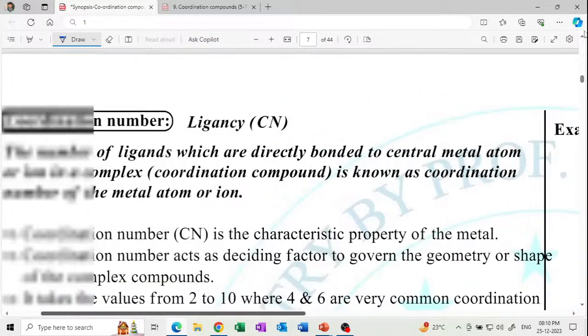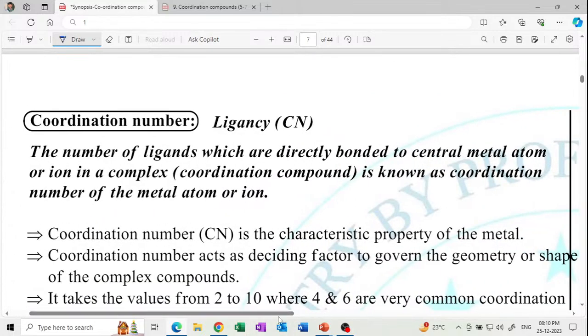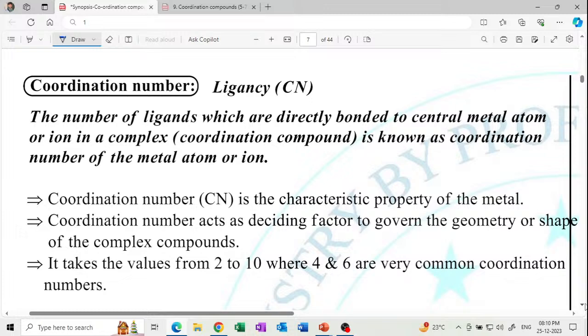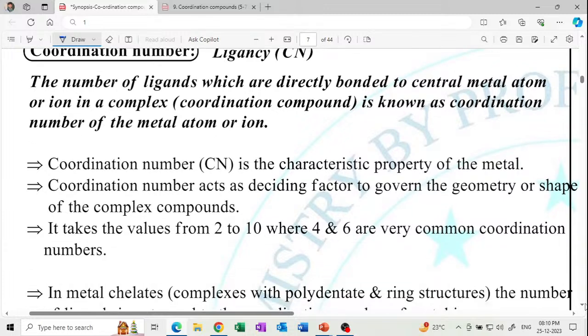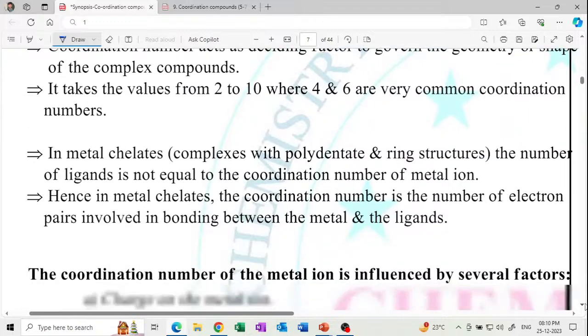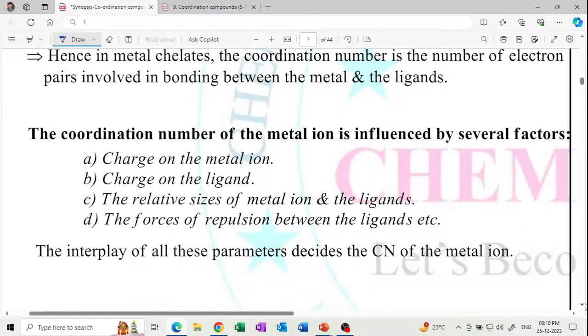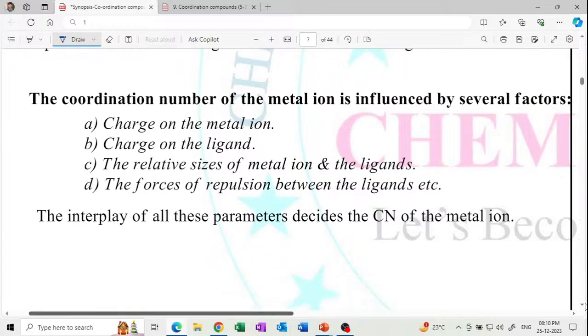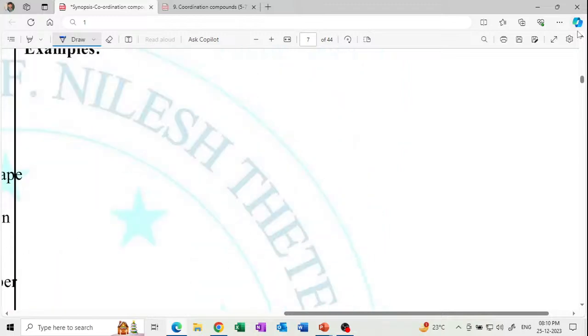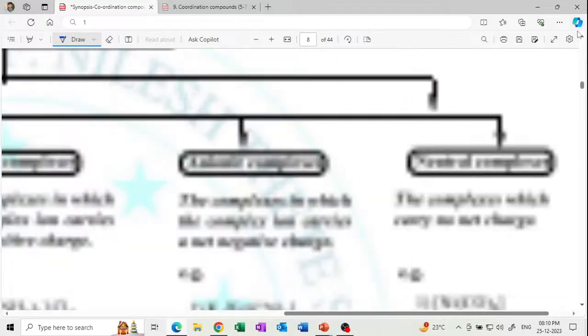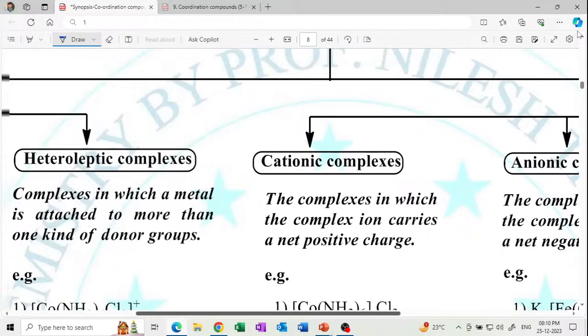Next is the coordination number. What is the coordination number? The number of ligands directly bonded to the metal, which donate the electrons. Get it? So this is so simple as the coordination number. Coordination numbers of metal are influenced by several factors. Get it? Charge as well as ligands. And then check examples.